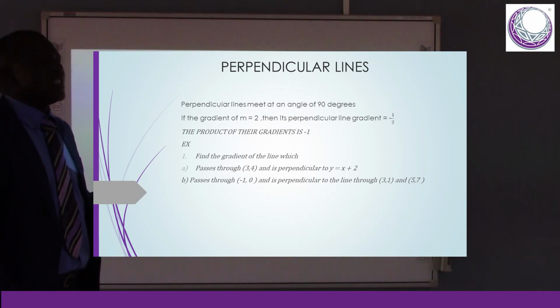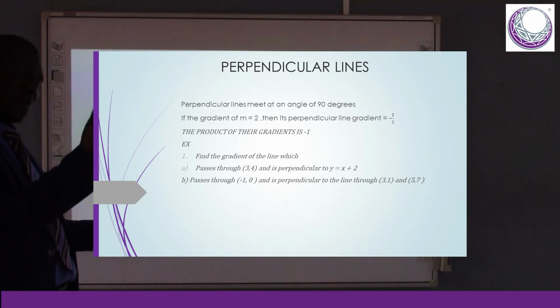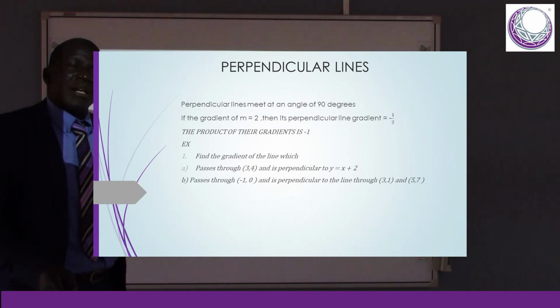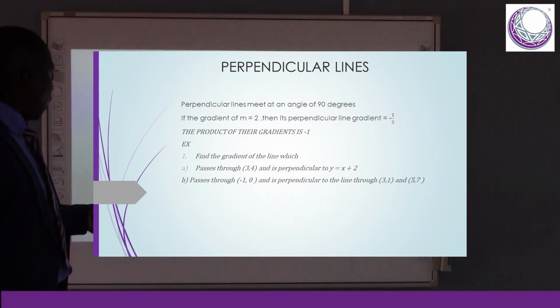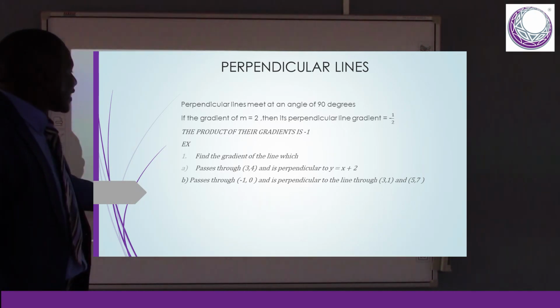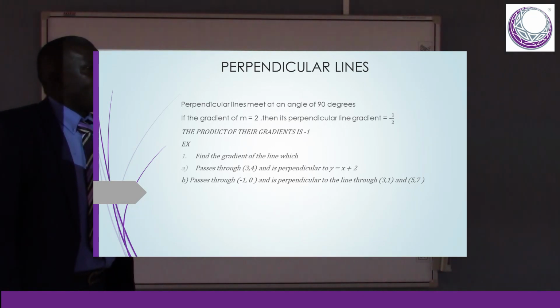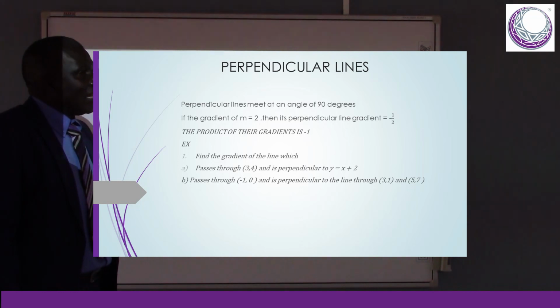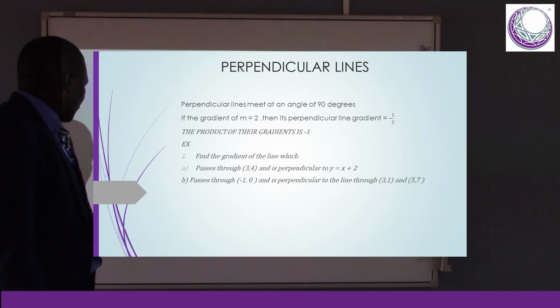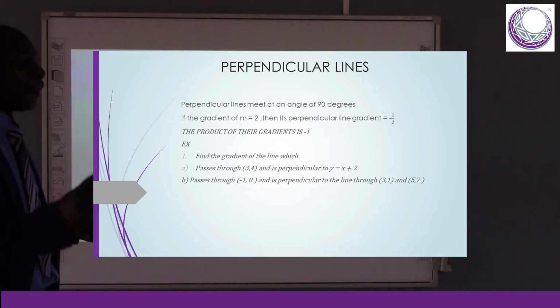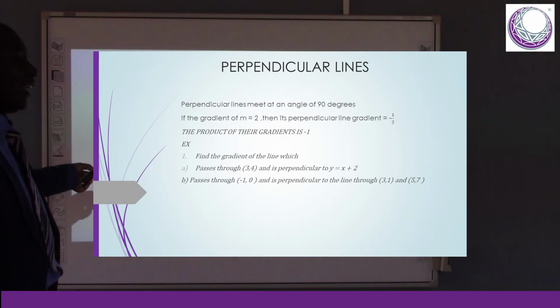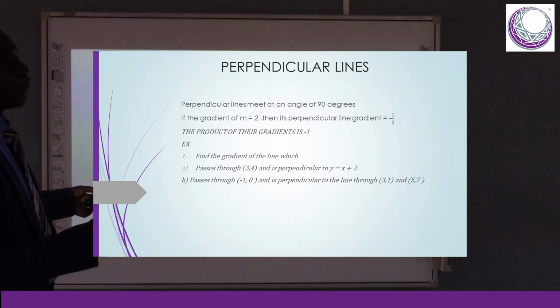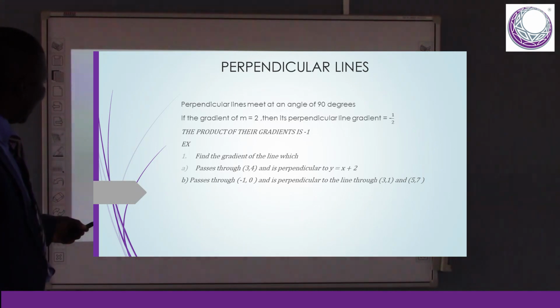In other words, the numerator now becomes the denominator and the denominator becomes the numerator. Or their products should give you minus 1. When you multiply the two gradients, they should give you minus 1. And it is the reciprocal of the gradient of the given line, right? But not forgetting that you need to put a negative sign.